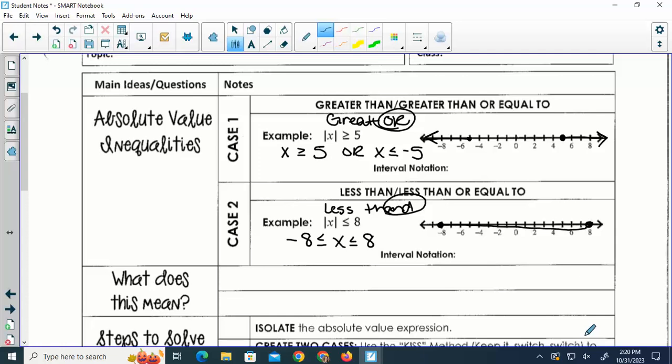Absolute value is giving you distance from 0. So when I say the absolute value of x is greater than 5, I'm saying it's farther than 5 away from 0. So it can be bigger than positive 5 or smaller than negative 5. When I say the absolute value of x is less than 8, I'm saying it's within 8 of 0. So it can be anywhere from negative 8 to positive 8. All of those are within 8 of 0. Does that make sense?